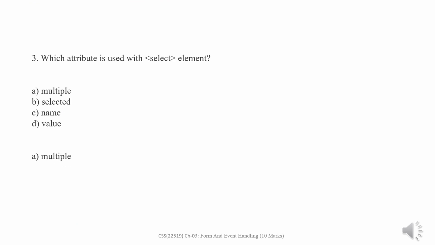The third MCQ is, which attribute is used with the select tag element? Multiple, selected, name, and value. The answer is multiple, because a select element is used for a drop down list as a select box. The size attribute is used for showing more than one option. That's why we can say that the multiple attribute is used for a select element. Okay, so these are our different input tags for a form element.